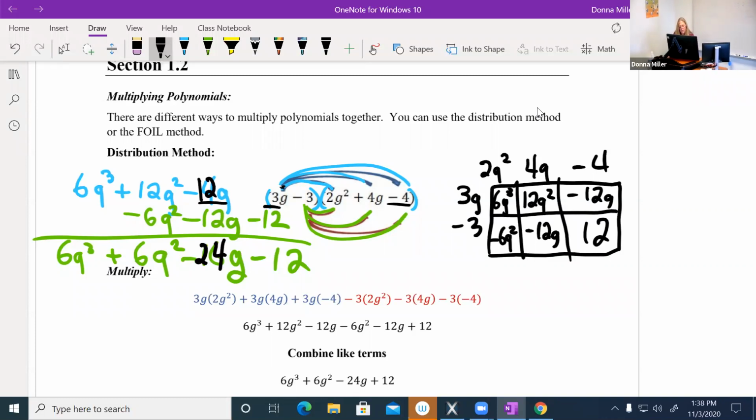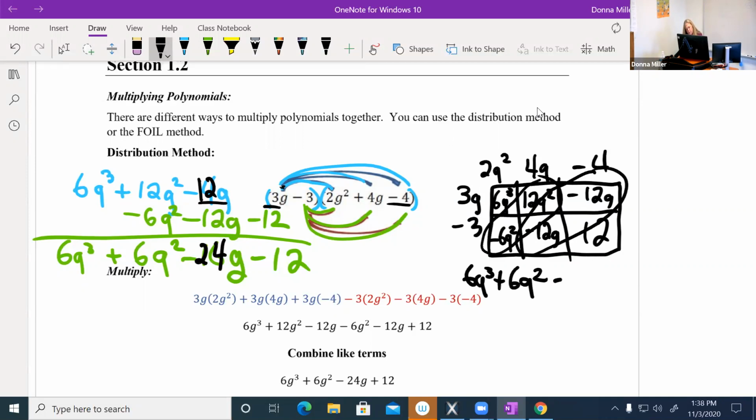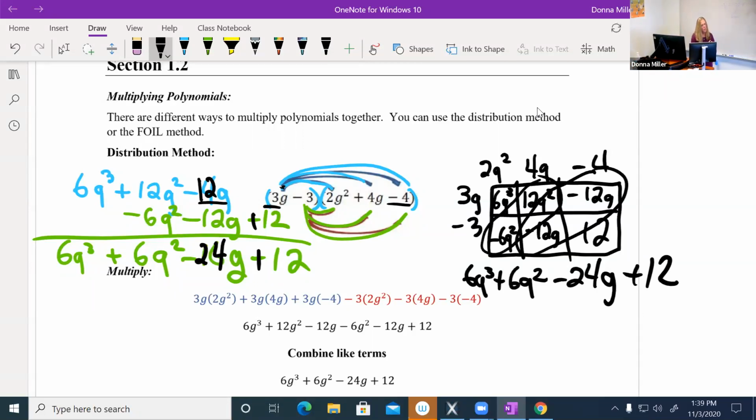All right, and again, you can see this pretty much works out to the same thing once I fix my error. These two add together to get 12 minus 6, which is 6g squared. -12 and -12 is -24g. You have your +12, because -3 times -4 is +12. Okay. You okay with that, now that I fixed my algebra? All right. Even I can make algebra mistakes.